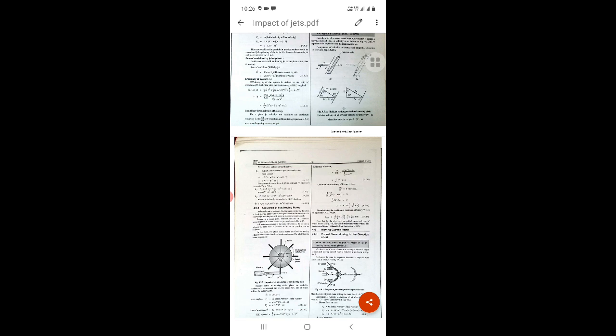Fy is Fn cos theta. So Fy is rho A (V minus U) whole square sin theta cos theta. This is our formula for the impact of jet on a moving inclined plate. So write down the formula.